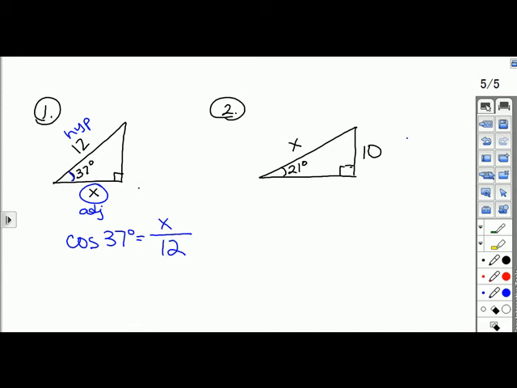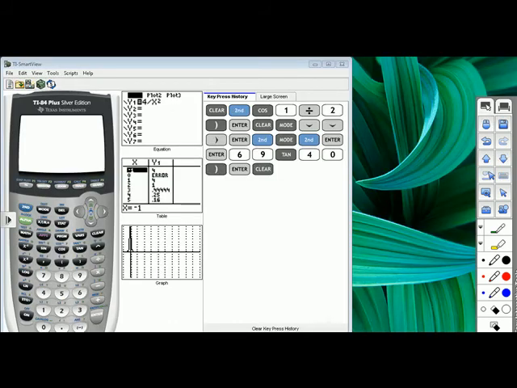Okay. So in order to solve that, I'm going to multiply both sides by 12. So then I've got x by itself, and I can type that in my calculator. So it's 12 times the cosine of 37 degrees. And that side's about 9.58-ish.